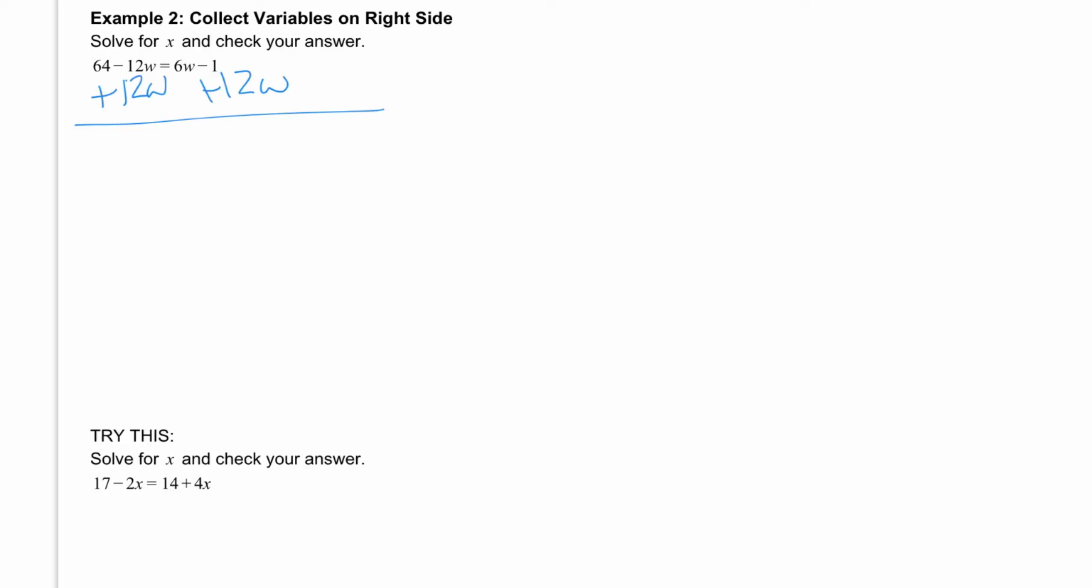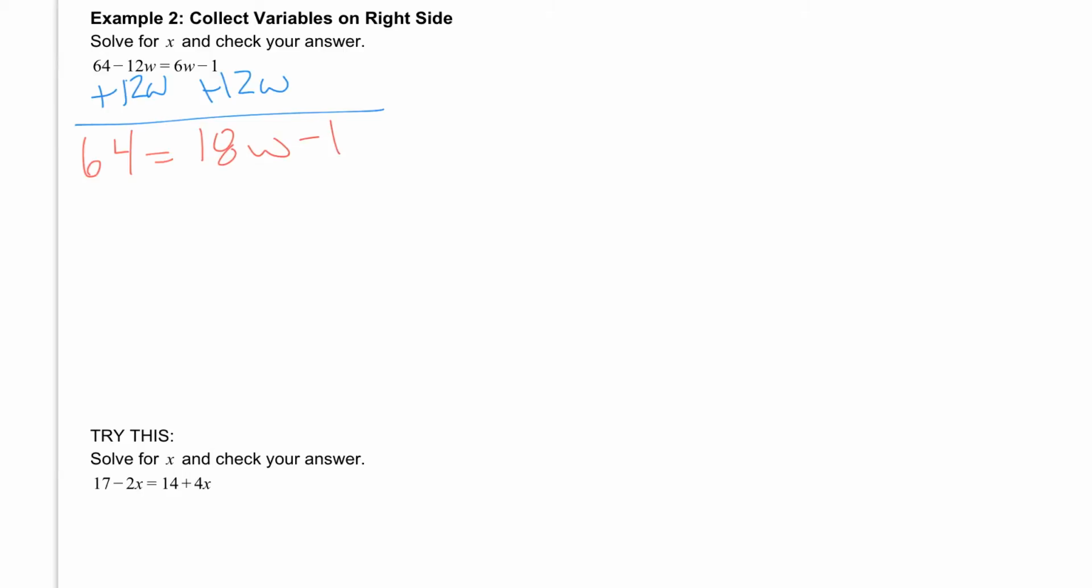When I do that, on the left-hand side, negative 12w and positive 12w, that's just 0. So all I'm left with is 64, equal to, on the right-hand side, if I look for like terms, 6w and 12w are like terms. I can add those together, and that will give me 18w. And then I still have my minus 1.